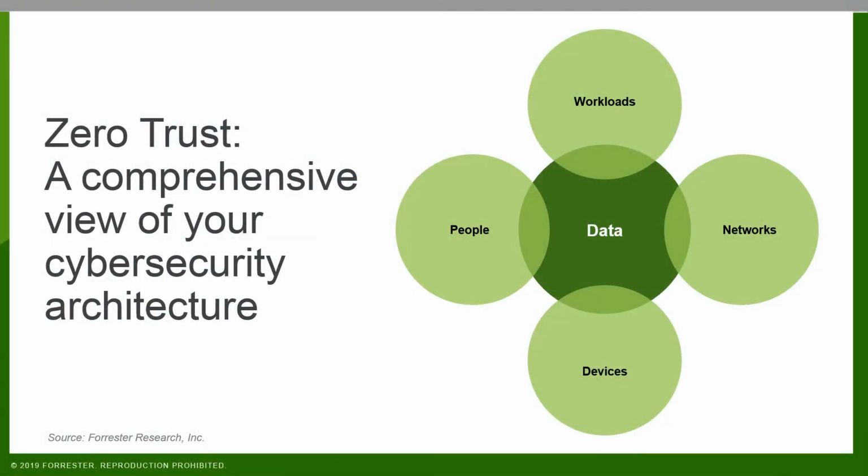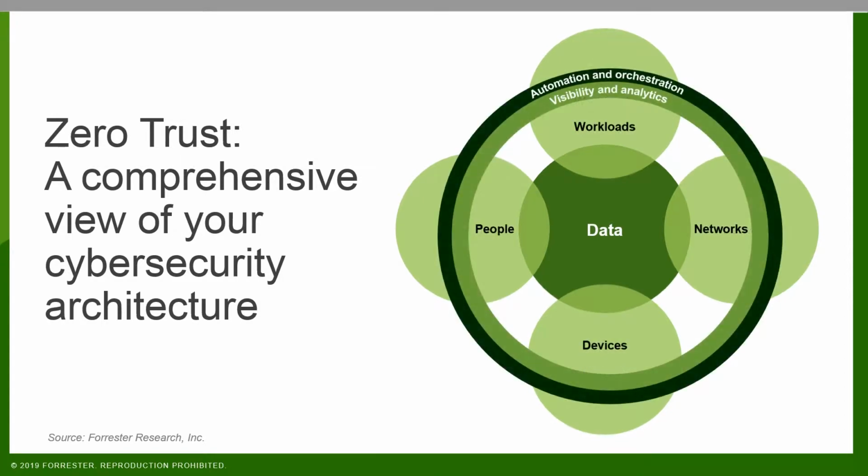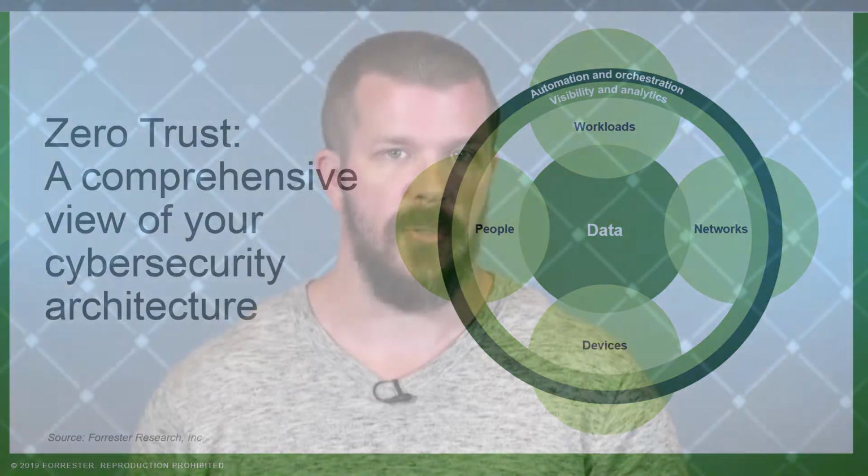What we've done is we've carved up Zero Trust into 7 pillars. There's people or users, devices, workload, network, and the center of this whole thing is data, because that's what we're ultimately about protecting. And then there's 2 rings of automation, orchestration, and visibility and analytics. Those 7 pillars are what make up a Zero Trust infrastructure.